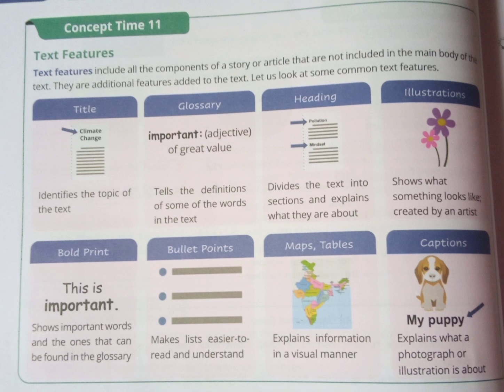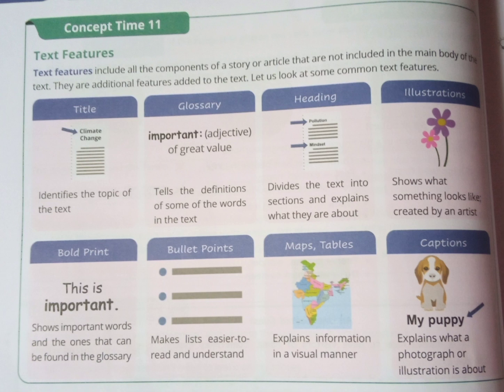So today's class we learned text features. What are text features? Text features include all the components of the story that are not the main idea, okay. They are additional features in the text. The first one is title. Title means the topic. Next is glossary. Glossary gives some important words and their meanings. Heading divides the text into parts and explains what is given, okay. Illustration means the pictures drawn by the illustrator.